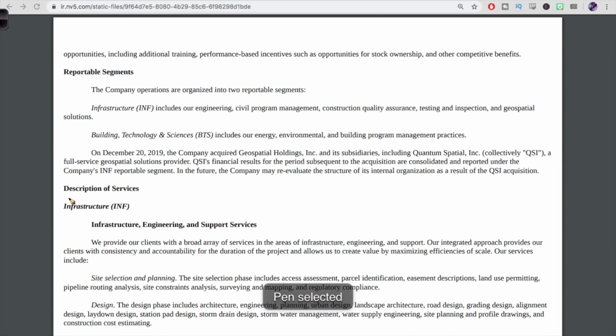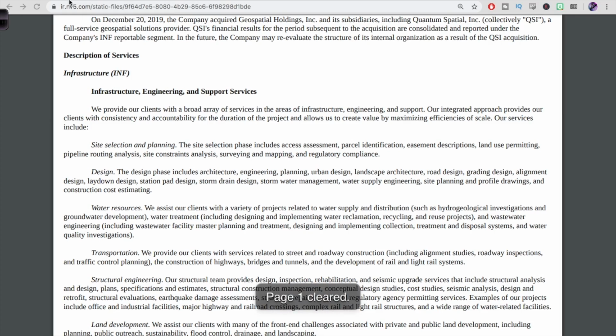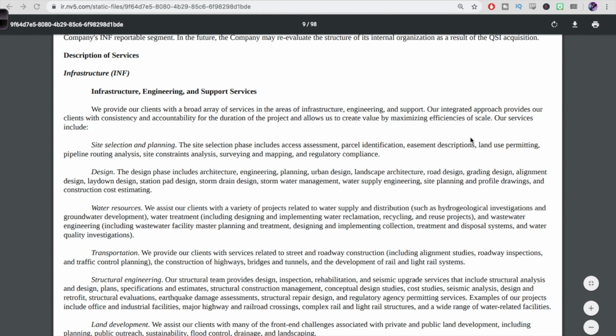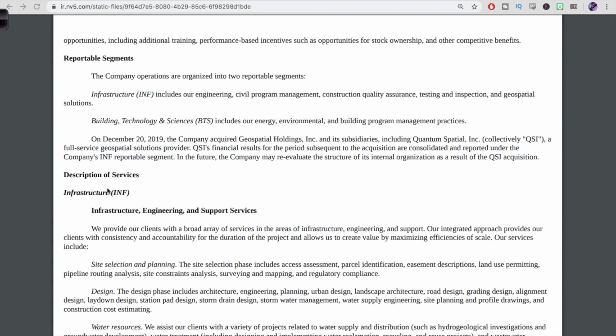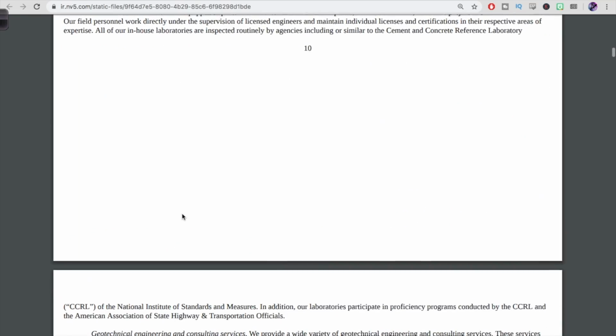Right here, they have a description of services. In this section, they go in depth into those 6 categories we saw earlier and talk about what each of those 6 categories entails. We see first is the infrastructure, engineering, and support, and they have a whole few pages on that.